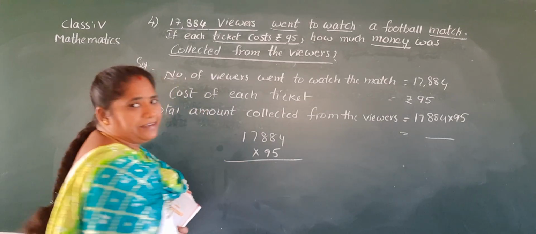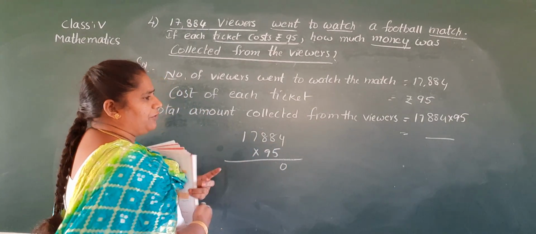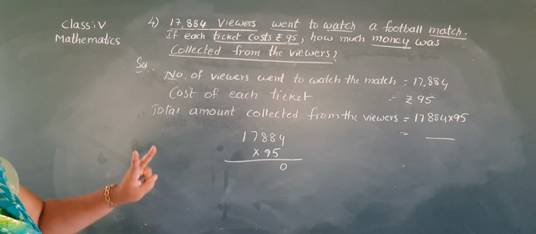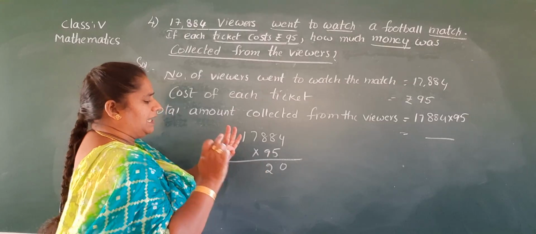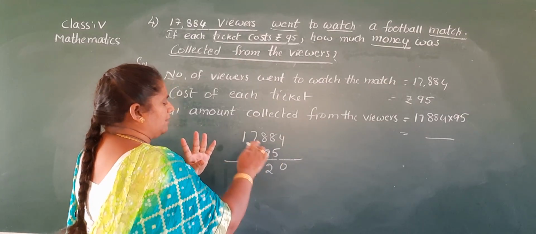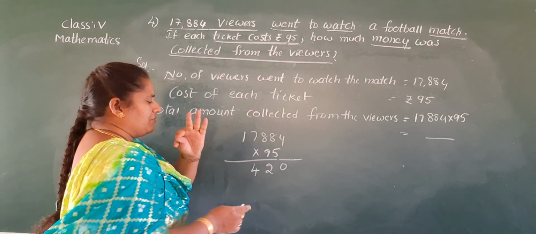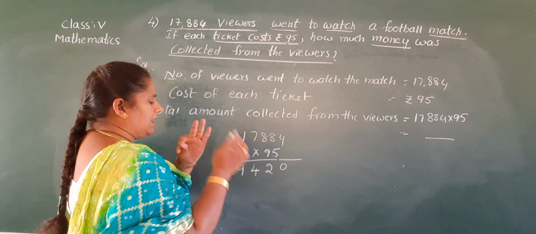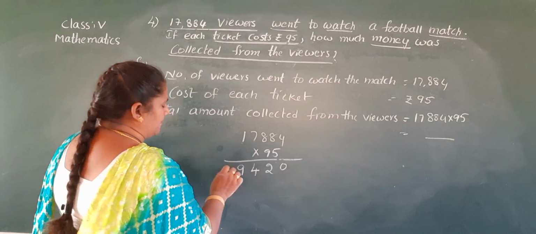First you multiply by 5. 5 fours are 20, 2 in hand, 0 is down. 5 eights are 40 plus 2, 42. 4 in hand, 2 is down. 5 eights are 40, plus 4, 44. 4 in hand, 4 is down. 5 sevens are 35 plus 4, 39. 3 in hand, 9 is down. 3, 9, 39. 5 ones are 5, 6, 7, 8.